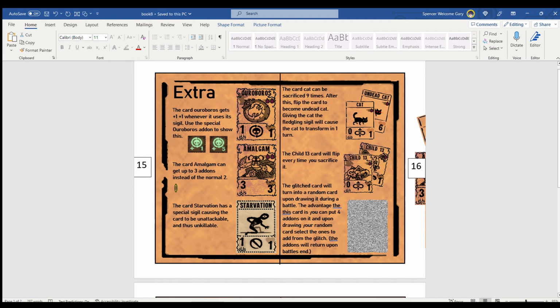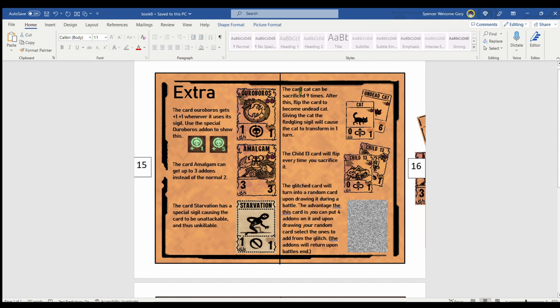The Amalgam can have up to 3 add-ons instead of the normal 2. So the Amalgam has a special slot right here for a 3rd add-on, and then of course the normal 2 right here and here. So the Amalgam can have 3 add-ons on it. That's its ability, basically. The card Starvation has a special sigil, causing the card to be unattackable and thus unkillable. It is actually, I believe, technically killable if you have quills. But yeah, that's the Starvation card.